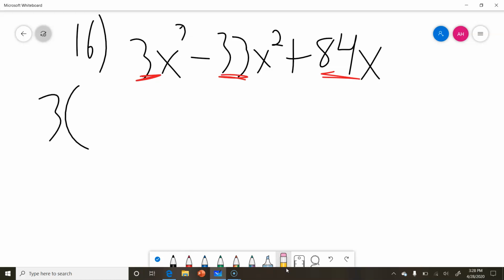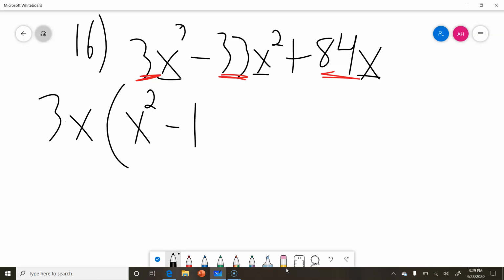And what else do they have? Oop, I got ahead of myself. What else do they all have in common? They all have an x in common. So I can divide by 3x. And I'm left here with now x squared minus 11x plus 28 at the end. So I kept the signs the same, but now I've done that much, so that's nice.